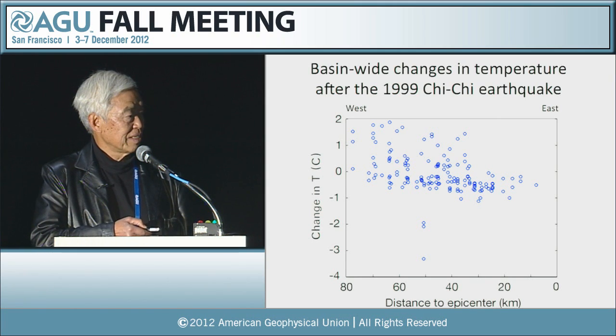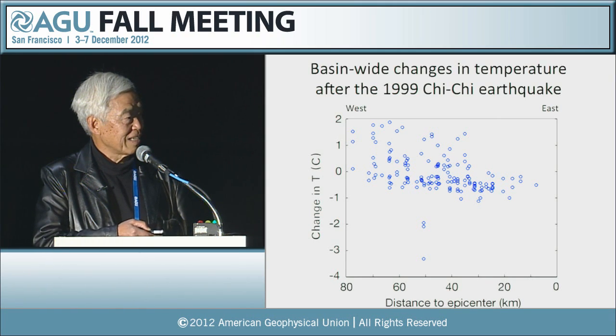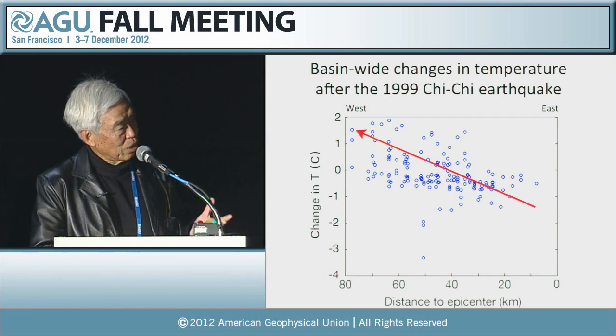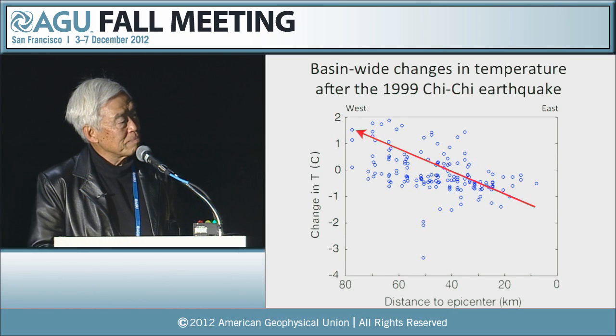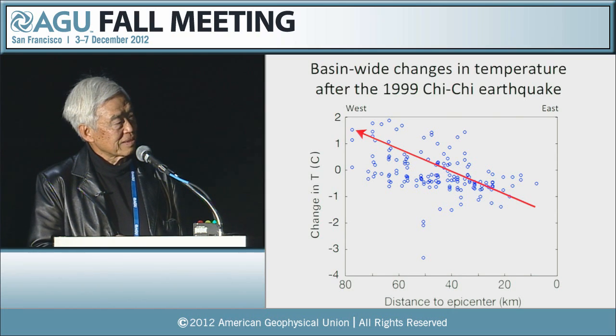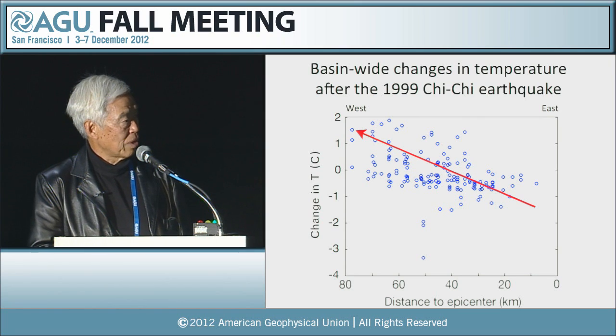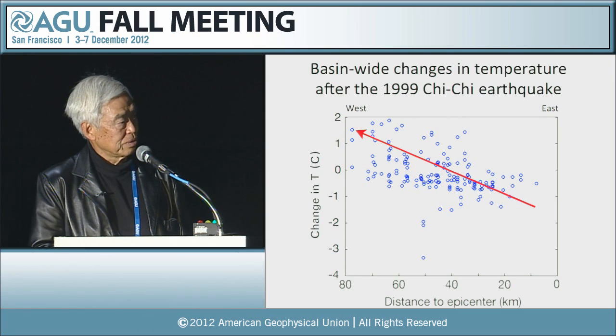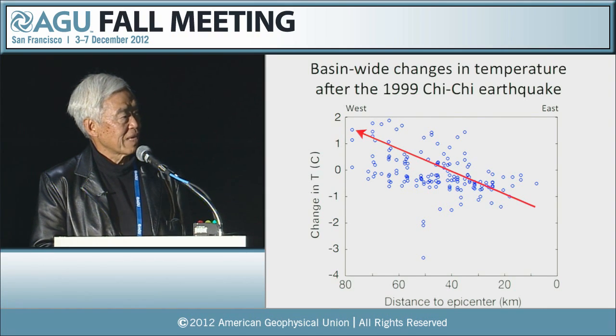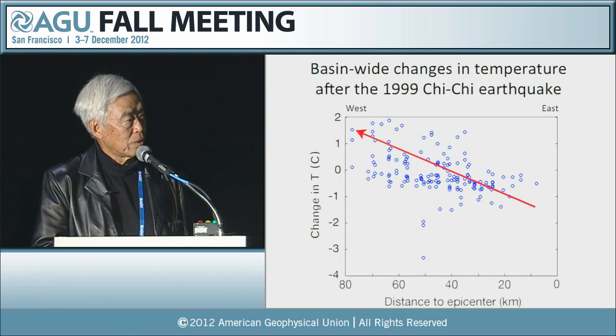Except for these few outliers, most of the data shows a trend of increase from distances close to the epicenter, with a drop in temperature of up to -1 degrees, to increasing away from the epicenter, up to near 1 degrees.